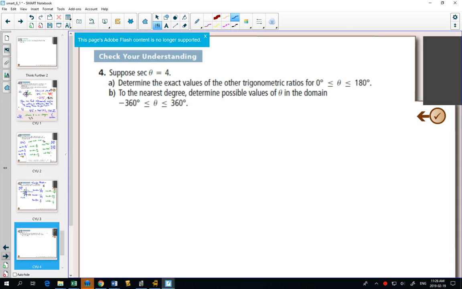Suppose secant theta is equal to 4. Now, anytime that you're given a reciprocal trig function, if you know secant theta is equal to 4, you know right away that cos of theta is 1 over 4. Determine the exact values.